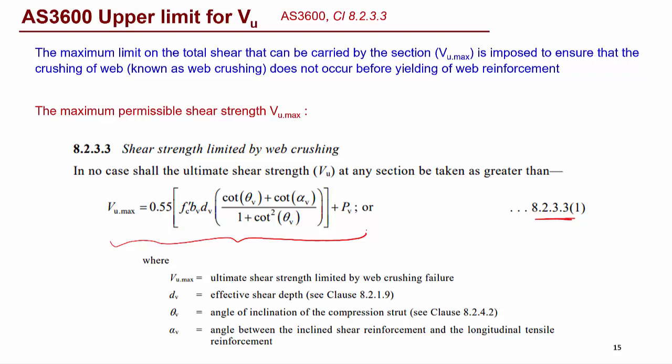And to ensure that the web doesn't crush before the shear reinforcement yields, we have to make sure that the total shear force in the beam is less than Vu max. If it is greater than Vu max, we have to change the cross section of the beam. We have to increase the cross section of the beam.